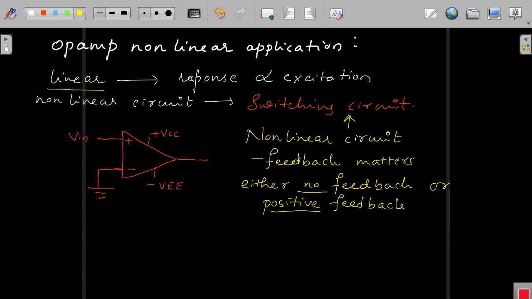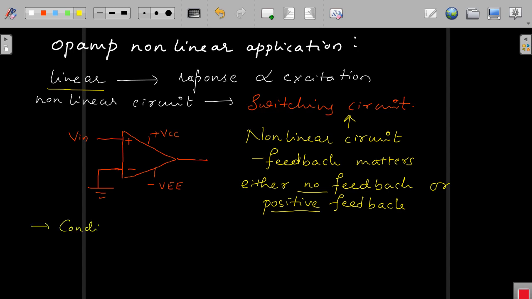Whenever I talk about the non-linear circuit, basically they are the switching circuits where your response is not proportional to the excitation. But having said that, whenever we deal with the non-linear circuits, your operational amplifiers, the switching circuits, will have to fulfill certain important conditions or criteria. We will try to take those things first.